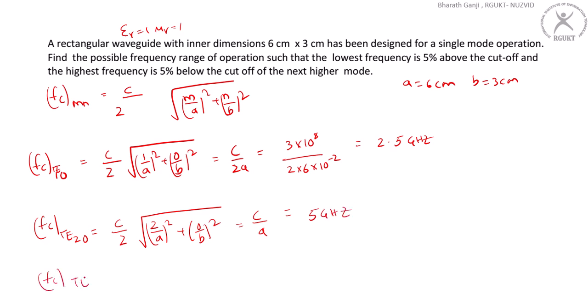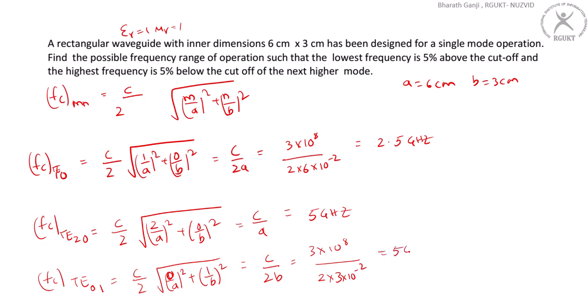I want the cutoff frequency of TE01 mode, so that is C by 2 times square root of 0 by a whole square plus 1 by b whole square, that is nothing but C by 2b, so that is 3 into 10 to the power of 8 divided by 2 into 3 into 10 to the power of minus 2, which will be again 5 gigahertz, right? So I can see that at 2.5 gigahertz there is TE10 mode, at 5 gigahertz there is TE20 mode as well as TE01 mode.